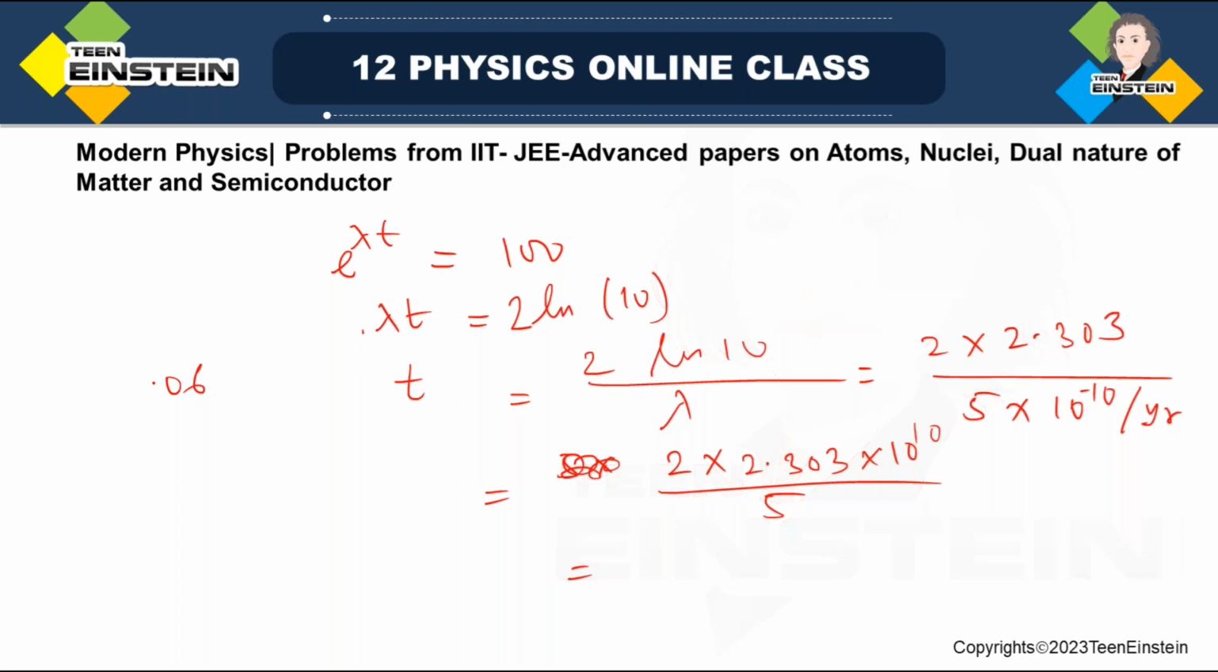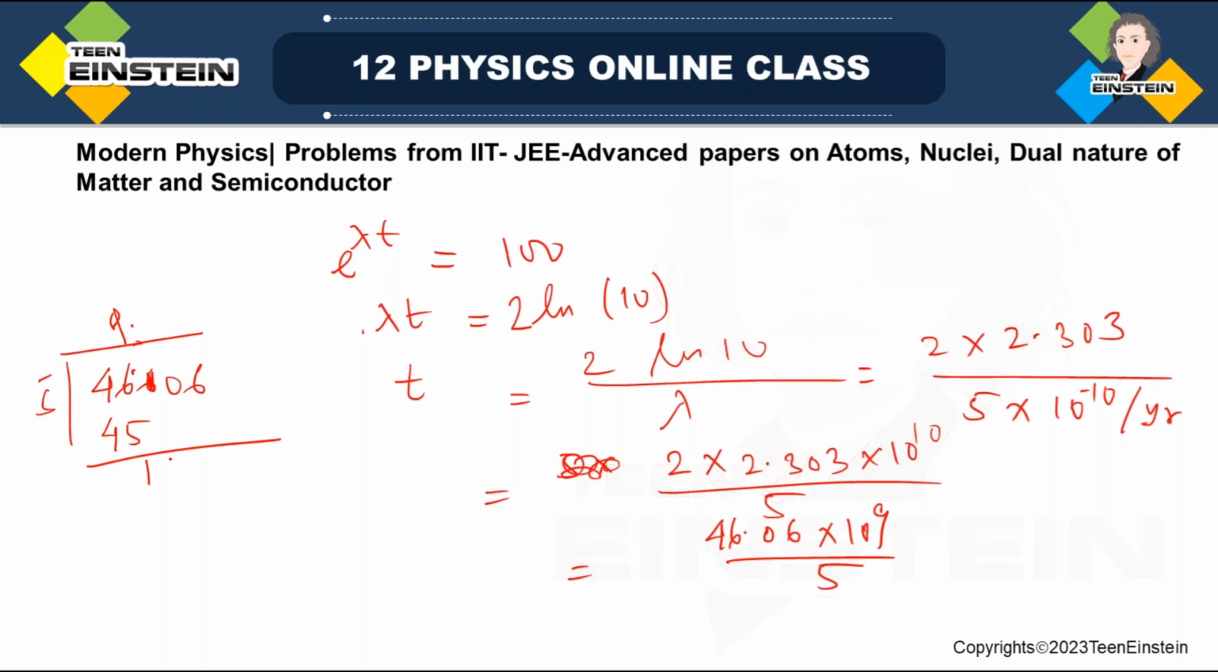So 4.606, and we just take here 46.06 into 10 to the power 9 divided by 5. So this is around 9.2 into 10 to the power 9 years. This is the time.